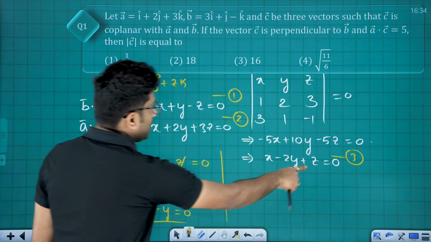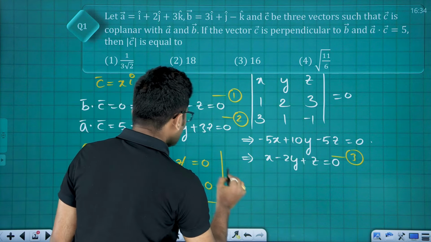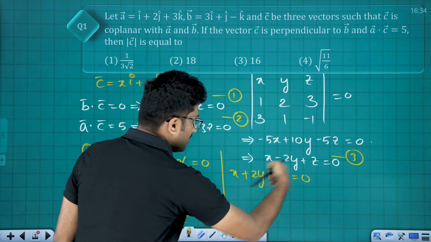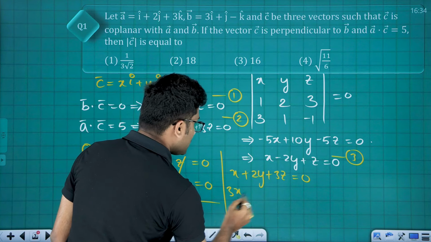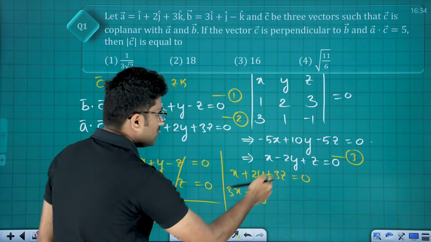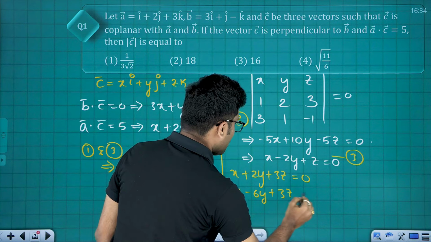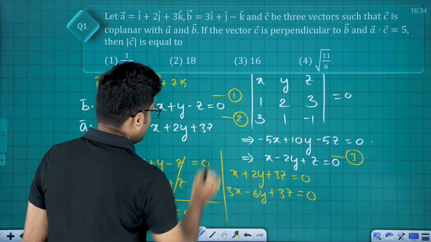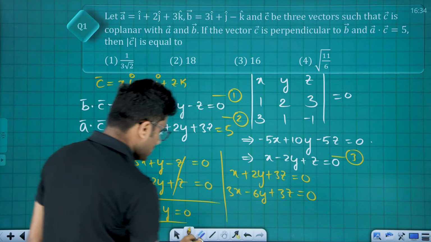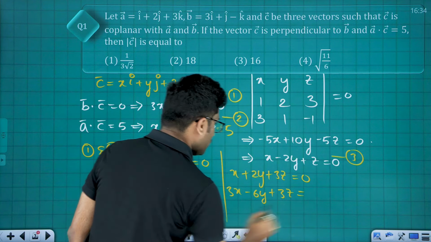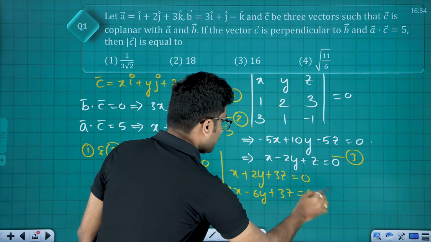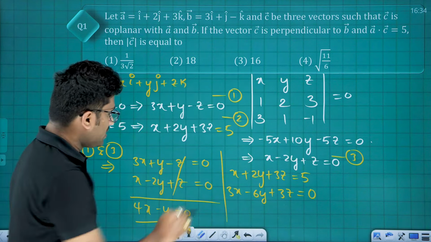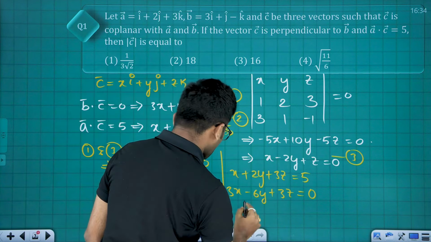Again we do one thing, we will multiply this equation with 3. Second equation is x plus 2y plus 3z is equal to 5 and multiply equation 3 with 3. So 3x minus 6y plus 3z is also equal to 0. So x plus 2y plus 3z is equal to 5, 3x minus 6y plus 3z is equal to 0.